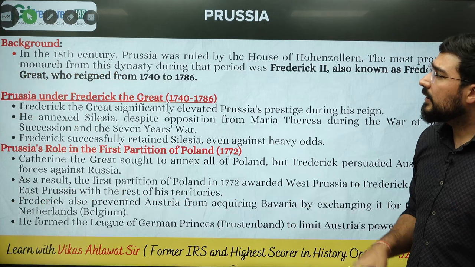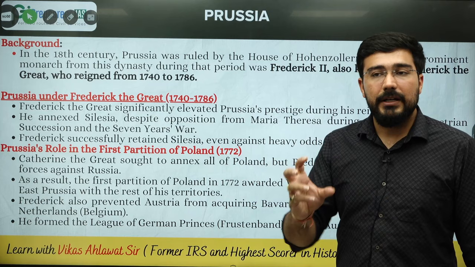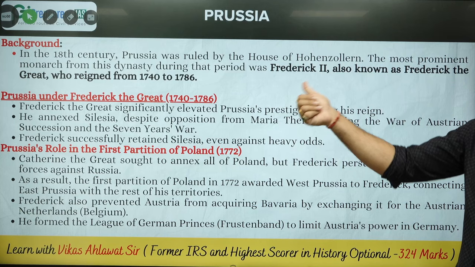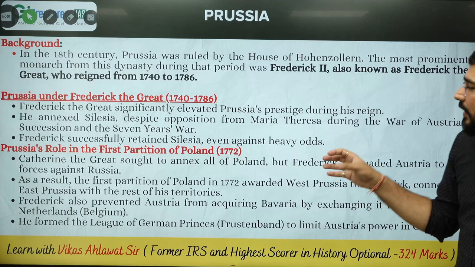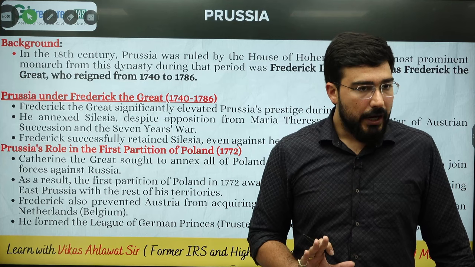If we see Prussia, Prussia was under the fine leadership of Frederick the Great. All of us know he was an enlightened despot, but not in each and every aspect of life, and we'll see that also. Frederick the Great, also known as Frederick II, reigned from 1742 to 1786, a rule of roughly 46 years. During this time, we see the Austrian War of Succession, then even the 7 Years' War. He played an important role in increasing the prestige of Prussia, and he in fact brought Prussia equal to Austria after the 7 Years' War.